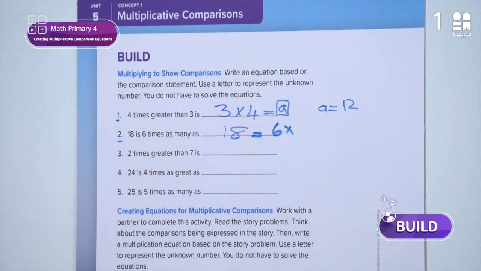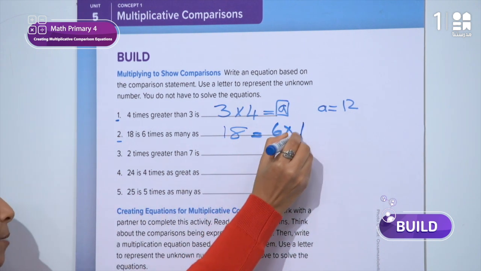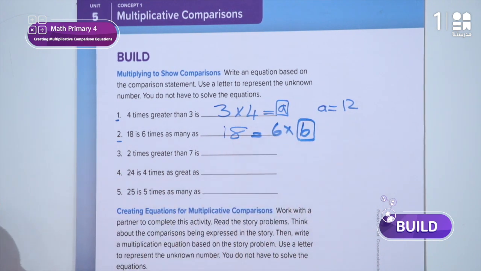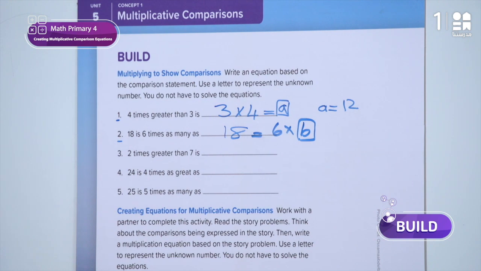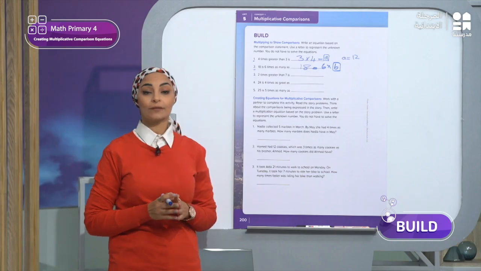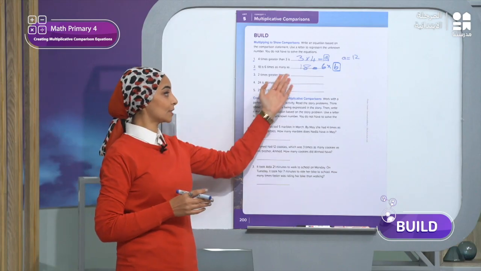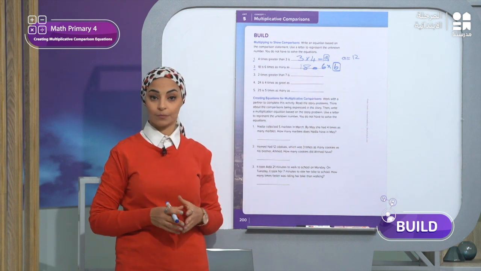طيب, missing number, I can write it in letter. ممكن أكتبه إيه? Yes, I can represent the missing number with, for example, letter B. طيب, and now we can write the equation as follows. As you see, 18 equals 6 times B.